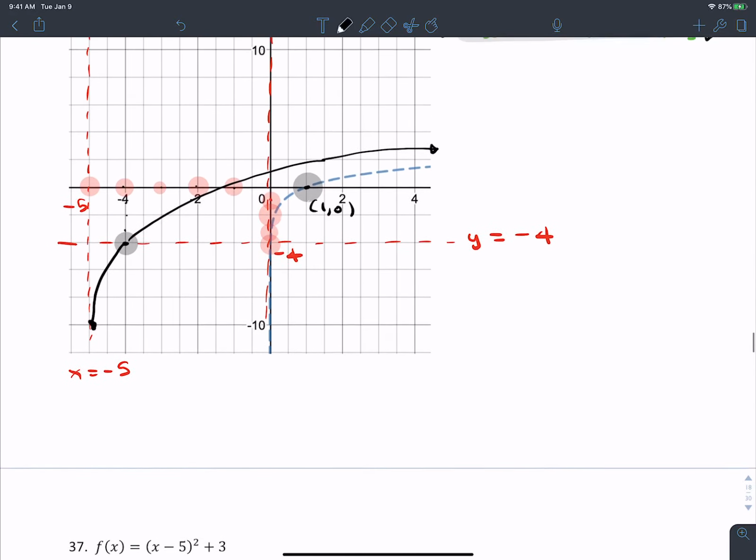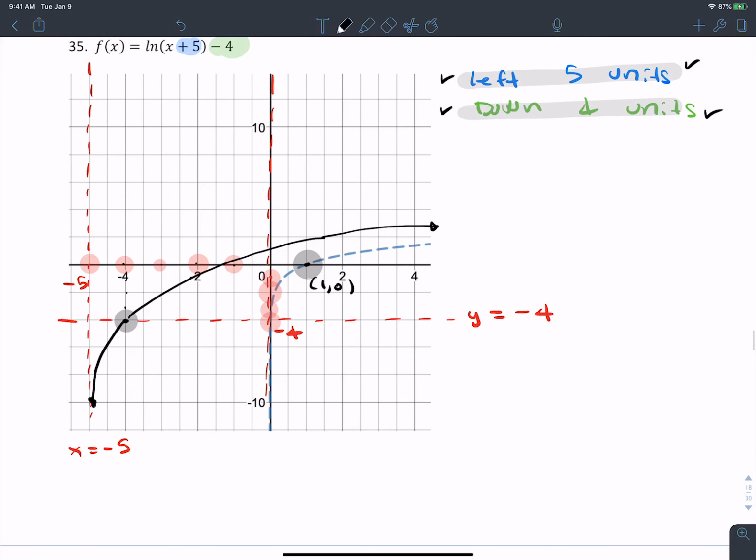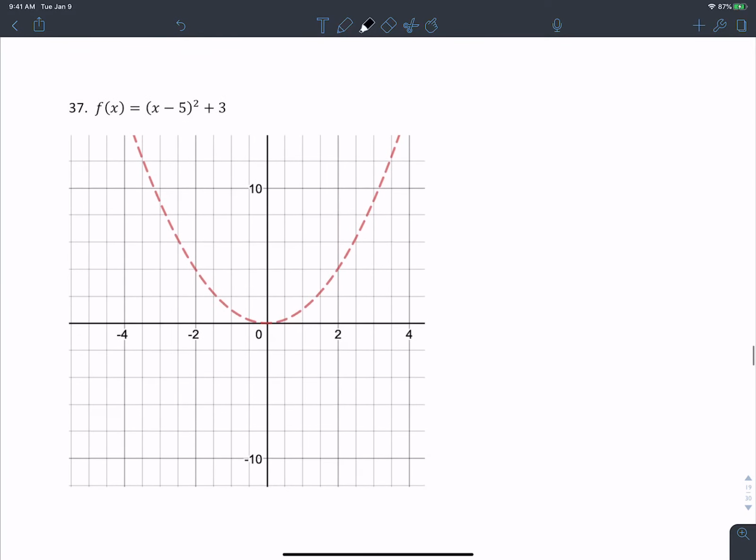And again, if you want to go back and say, do I need all this reference? Not necessarily. We can clean it up. And this is essentially how this looks. I may want to keep this just for fun. That address moved to the left 5 units, down 4 units. Anyway.